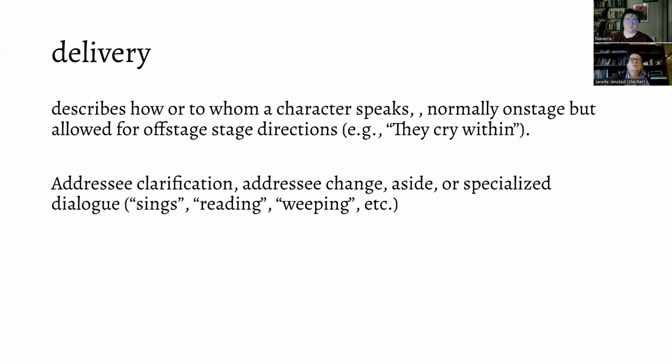Delivery describes how or to whom a character speaks, normally on stage, but it's also allowed for offstage stage directions. So if you have they cry within, crying is a way of delivering something. Okay, we could also say that that is a location. So things like clarification of who is being addressed. Sometimes editors mark that. Addressee change, asides, or specialized dialogue. So sings, reading, weeping, those would all be delivery.